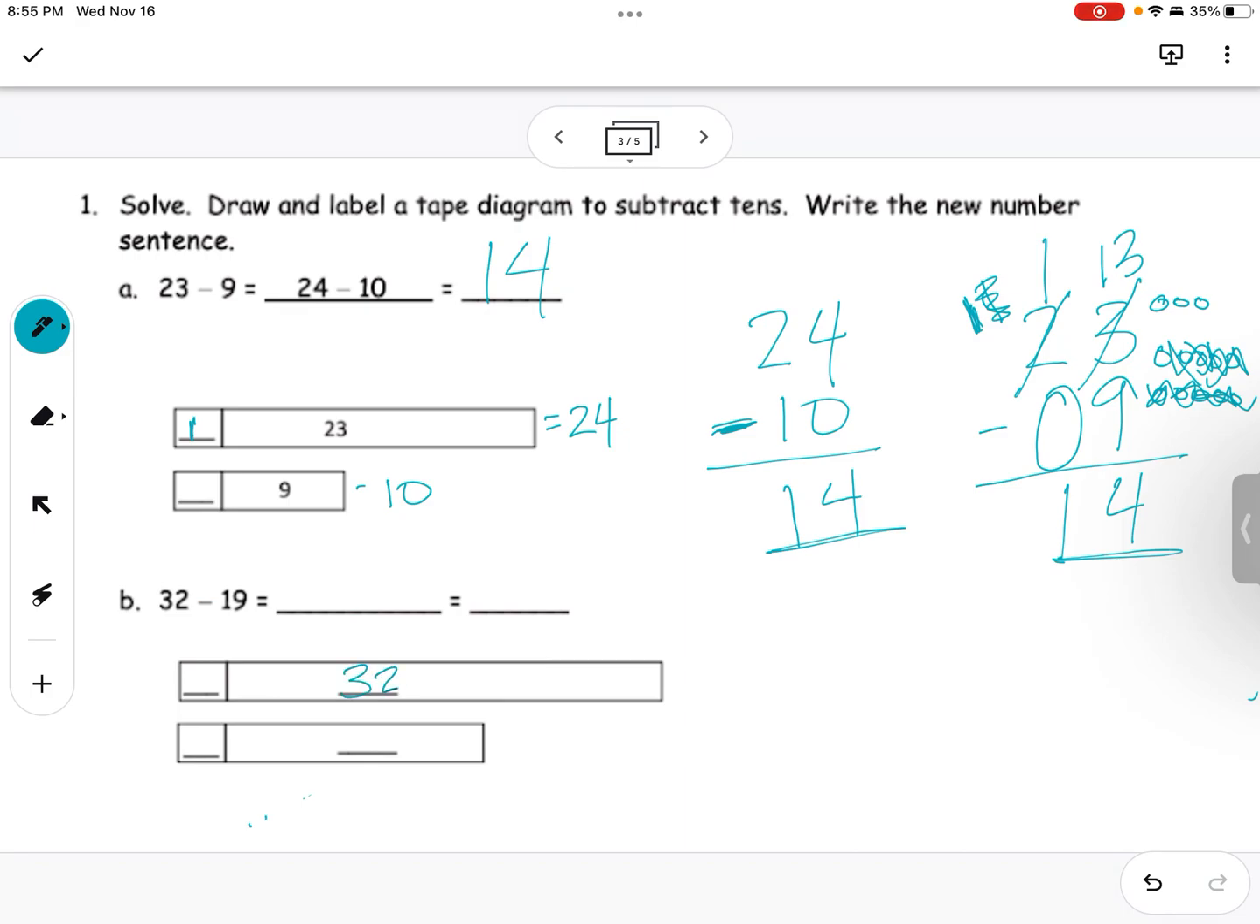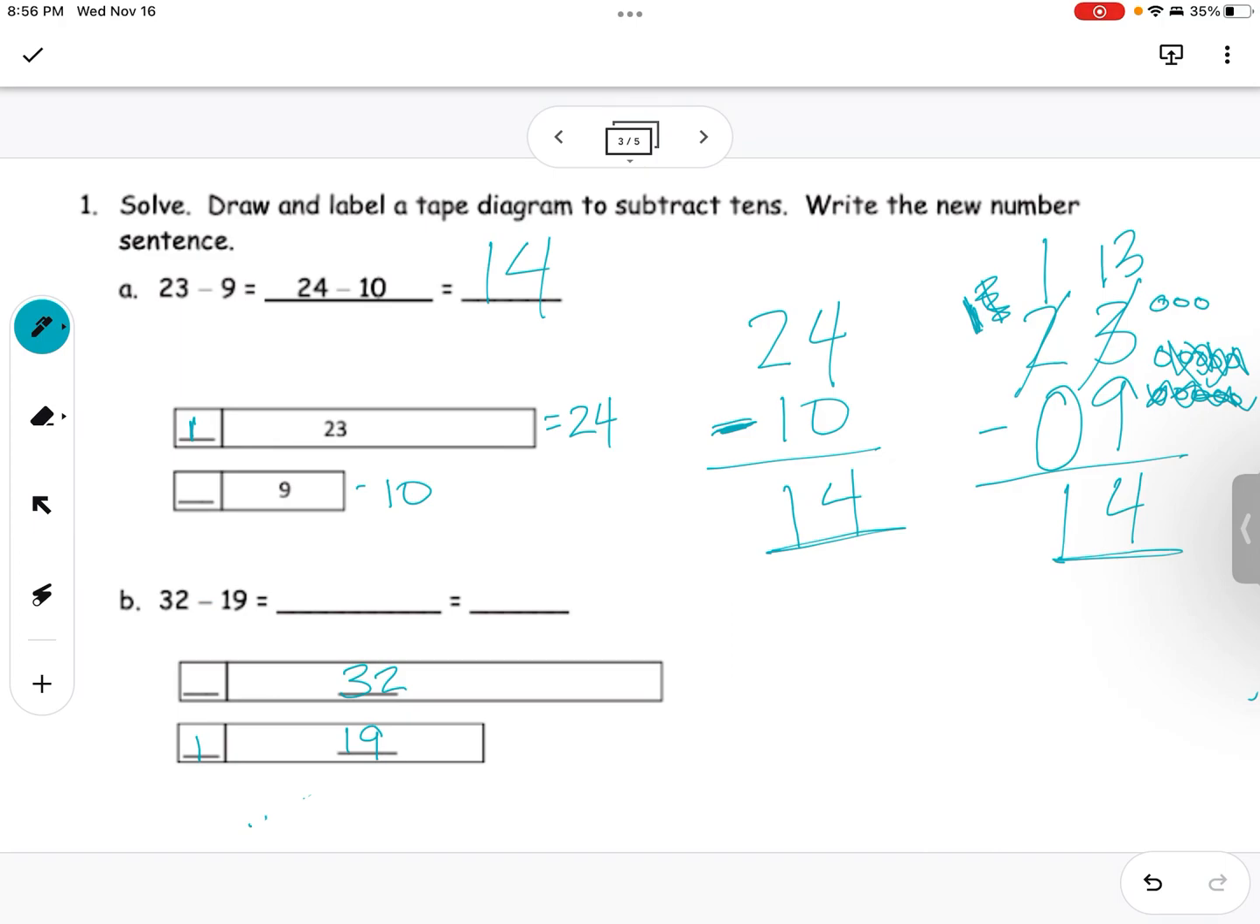So I'm going to go ahead and put my 32 in the larger part of my tape diagram because it is my greater number, my minuend that I'm going to be subtracting from. Then I'm going to look at 19, which is my subtrahend, and I'm going to put it in the smaller part. Now, again, I want to get that to a multiple of 10 or a zero-ending number. So if I think about going from 19 to my next zero-ending number, which would be 20, I would need one more.